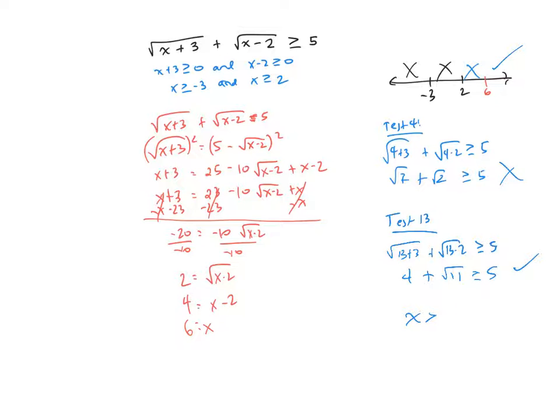So then we need to write our answer. x is greater than 6, and then we look and see, is 6 included? Well, when I plug 6 back in, 6 plus 3 is 9, square root of that is 3, 6 minus 2 is 4, square root of that is 2. You get 5. It is equal to was in the original inequality, so it is included. Again, find the domain, put it on a number line. Solve as if it's an equation, put that on the number line. Test numbers to see which intervals work, write your answer.